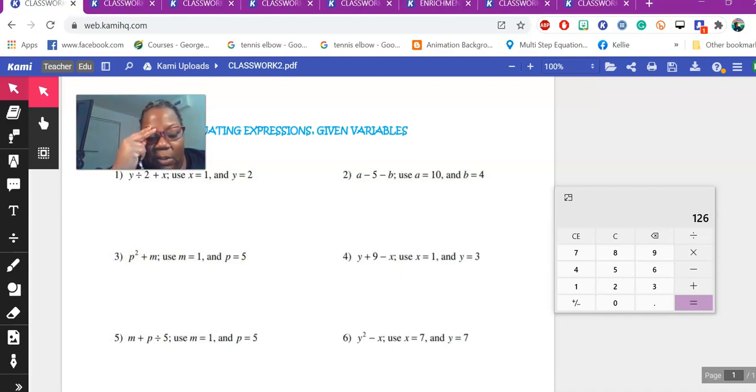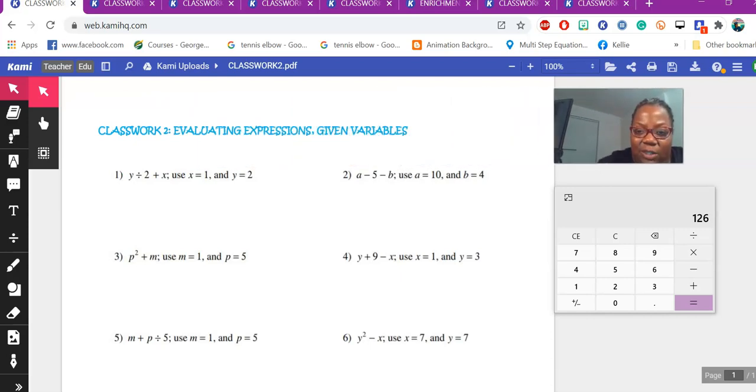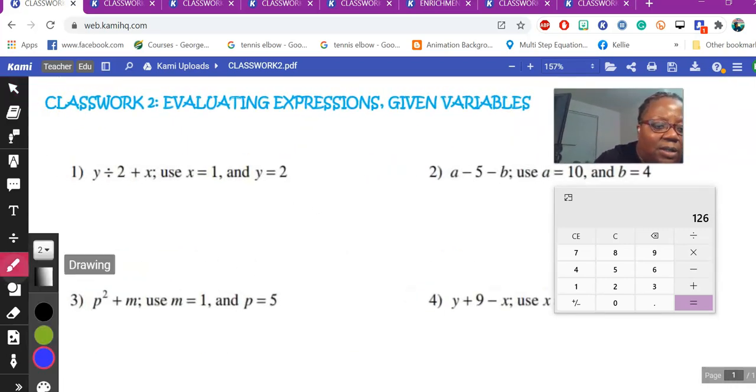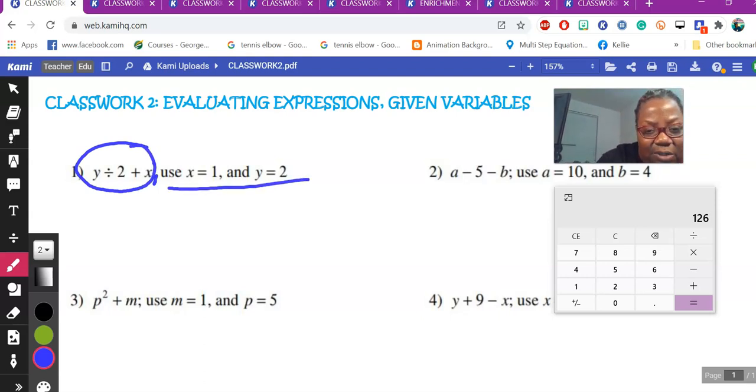Oh yes, classwork 2, that's kind of like the work that we just did, okay? It looks like the couple of problems we did in the warm-up review I just had. So remember, with these, the semicolon is where the question ends, okay? And then it tells you what x equals and what y equals.